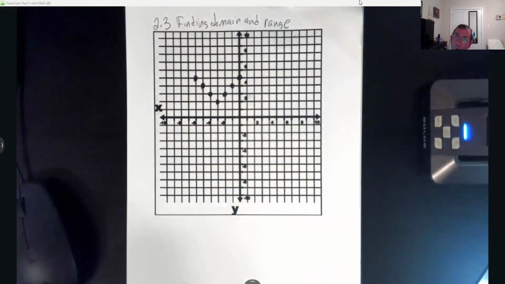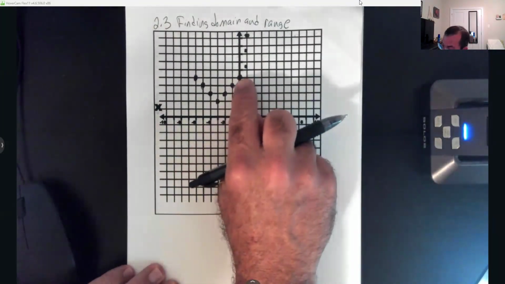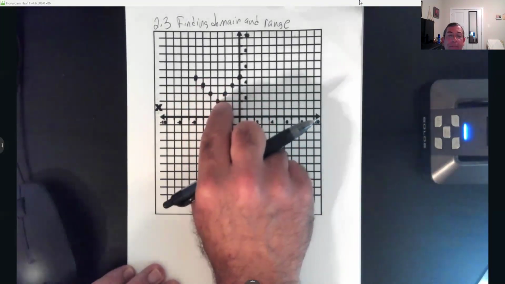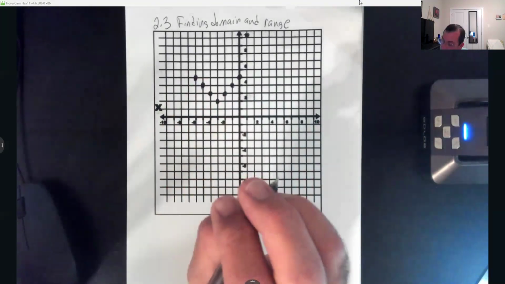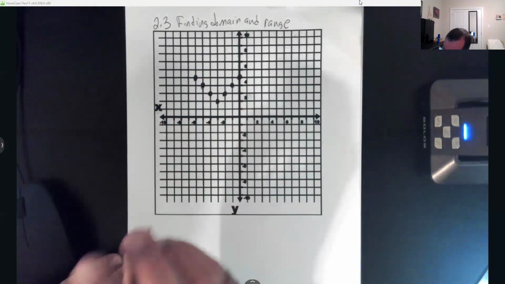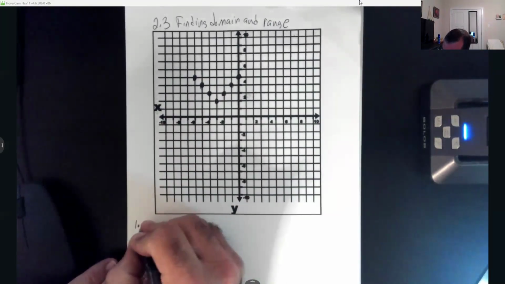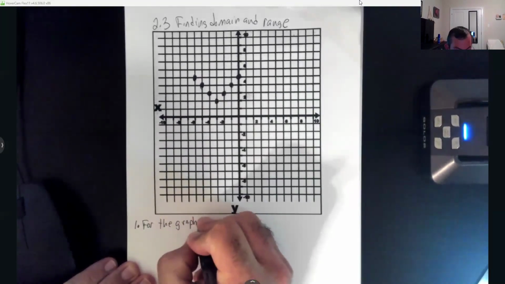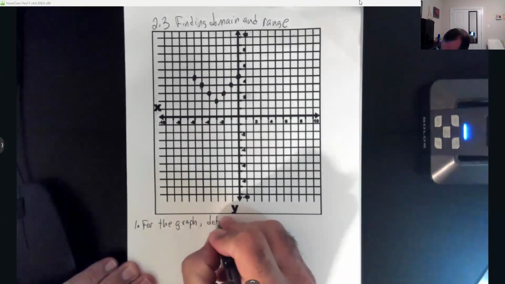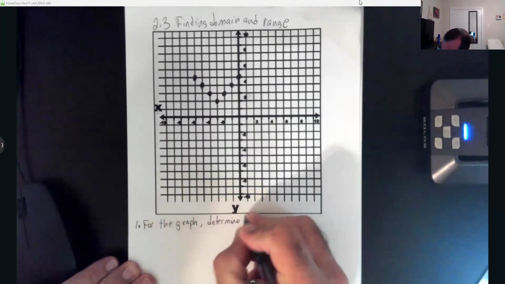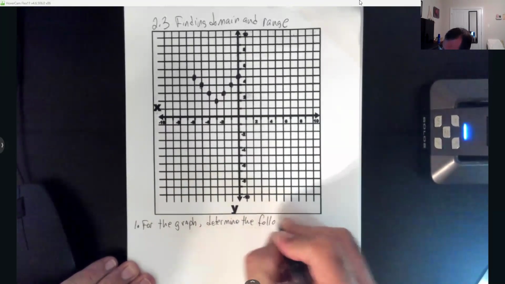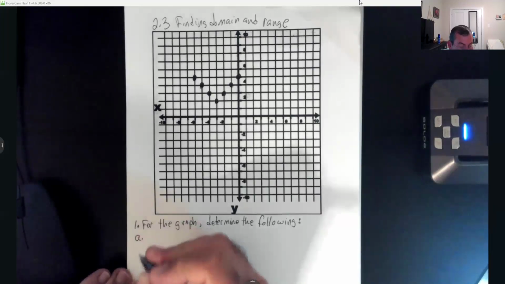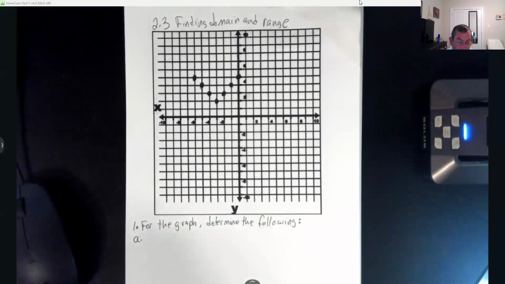So this will be like y'all's number 1 in 2.3. They're going to give you a picture with looks like what, 7 points on it. And it's sort of shaped like a V on mine. So what they want us to do on this one for the graph, they want us to determine the following. And y'all, this has A, B, C, and D on it.